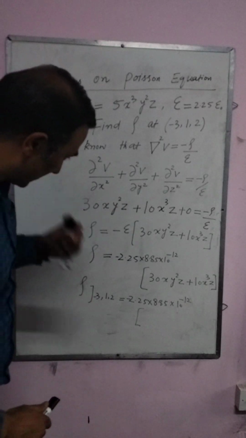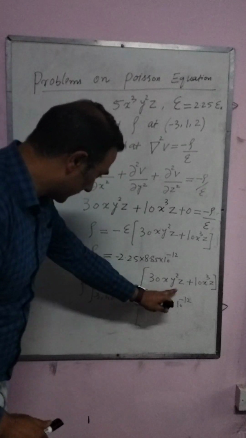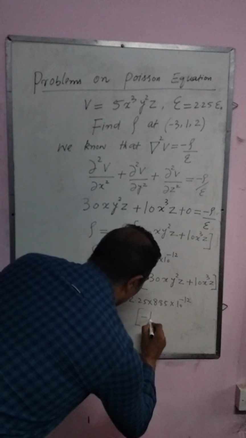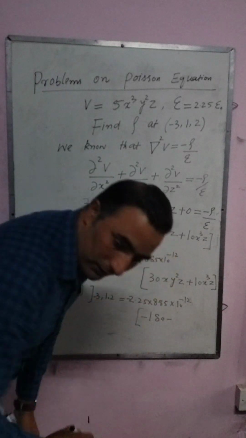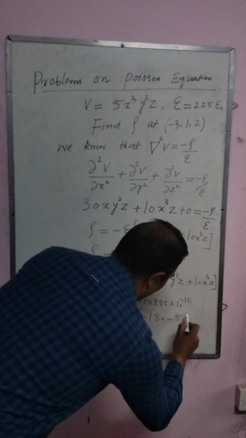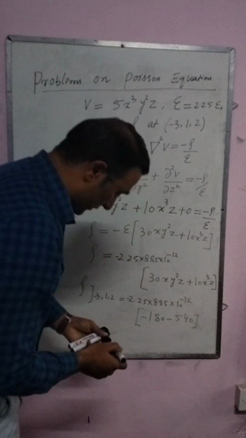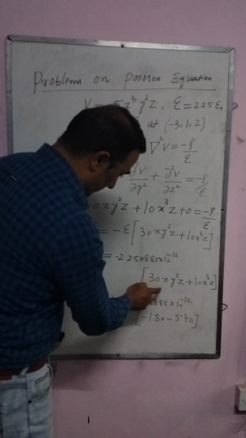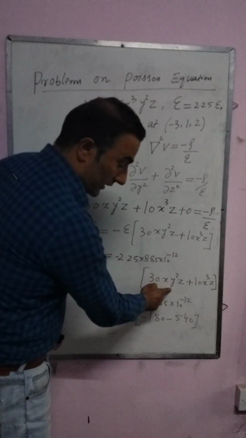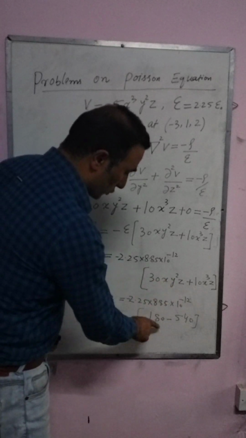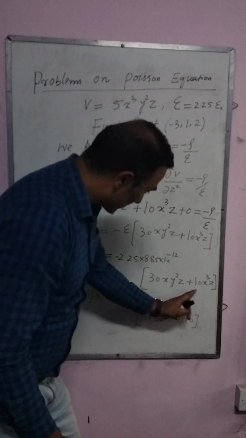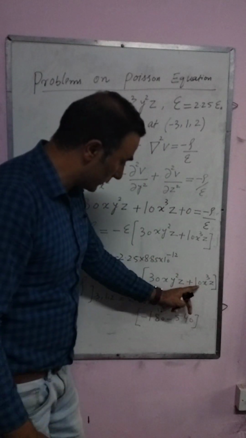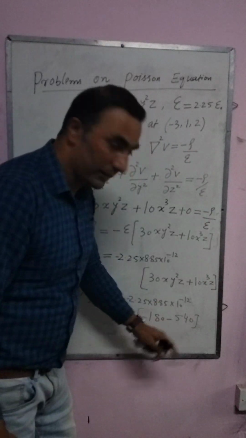So that will be minus 90, and here z is 2, so it will be minus 180. And minus 540, because here I have to substitute x equal to -3, so this will be minus 90, y is 1, so 1 square, and 2, minus 90 times 2, that's minus 180. And similarly the second term is 10x cube into z. x is -3 cubed, that's 27, into 10 into 2. So this will be minus 540, right?